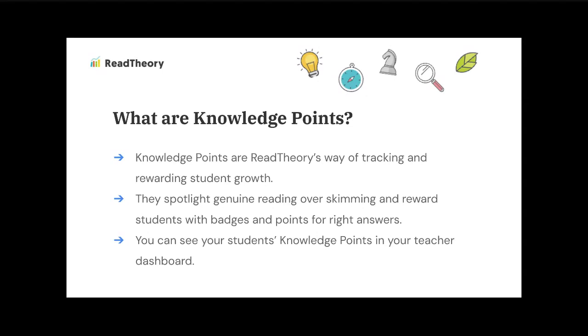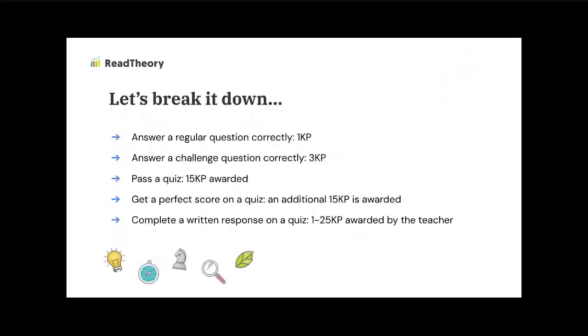What are knowledge points? It's our fancy way of tracking and rewarding student growth and making sure that students are actually reading rather than skimming the materials. And this is the breakdown of how they're awarded. It's 1 point if they answer a question correctly. We have challenge questions in every quiz, so they're getting more points for the challenge question. They're getting more points if they pass a quiz, for perfect scores. And then if you have the written response turned on, you can also award knowledge points this way too.